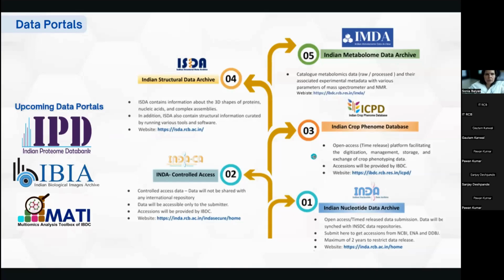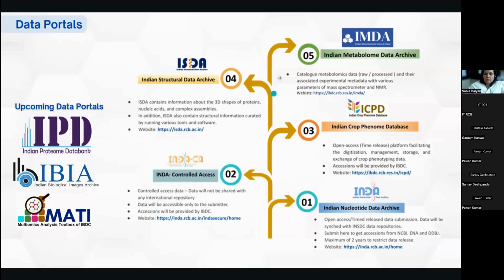Then the fourth portal is the Indian Structural Data Archive, which contains information about the 3D shapes of proteins, nucleic acids, and complex assemblies. Here you can use different tools and software given in this portal. It is not an archiving portal, so it will not accept submissions, but rather you will find a whole lot of information about the different structural aspects of different molecules.